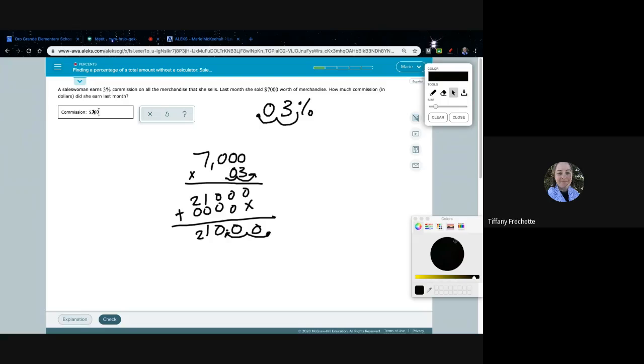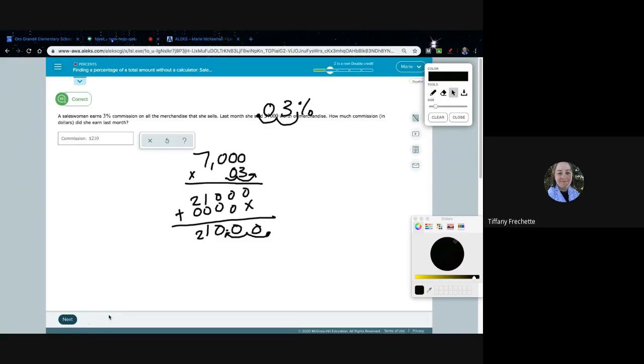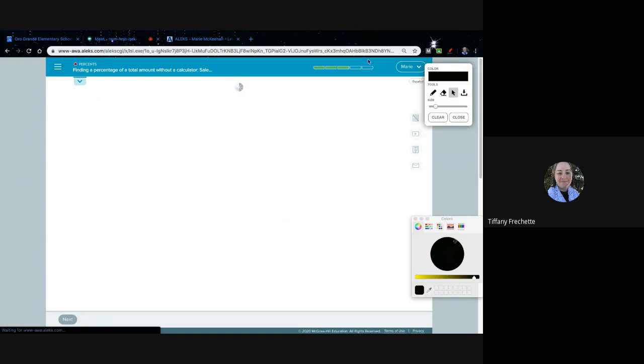So a 3% commission is not that much. It depends on the merchandise, I guess, what she's selling, but 3% is pretty low. So hopefully she also earns a salary with that, because $210 isn't all that much, especially if that's for a whole month. All right. So let's go ahead and do one more of these.